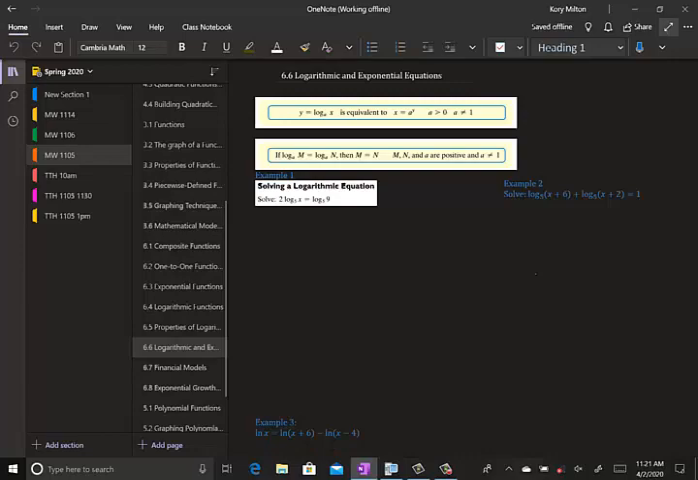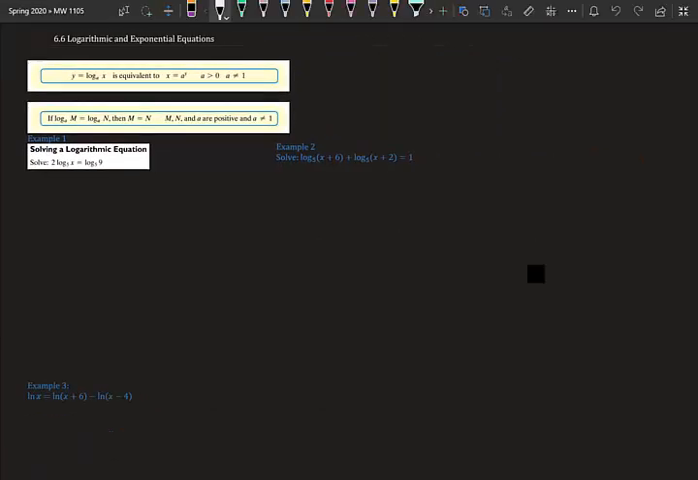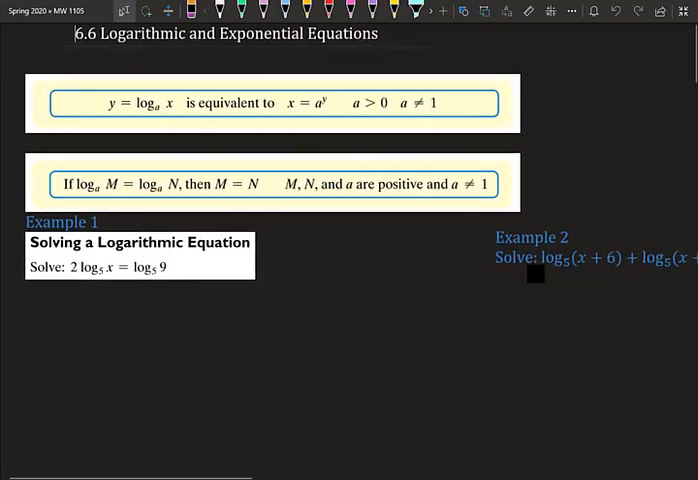Alright, so example 1, before we do that, just as a reminder, y equals log base a of x is the same thing as x equals a to the power of y. Remember, that's how you would switch it. And if we have the same log and only one log on each side, we can go ahead and get rid of them. But they can only be same log equals same log. No pluses, no minuses, just one log equals one log.